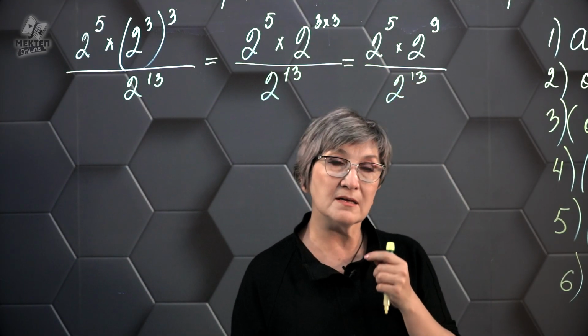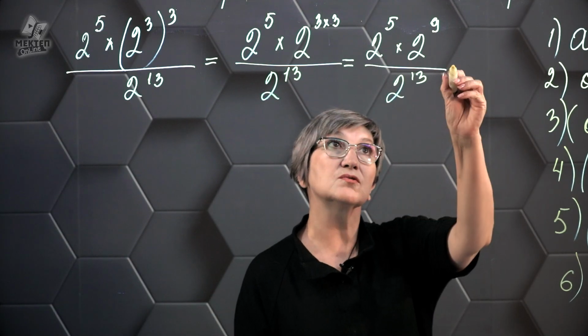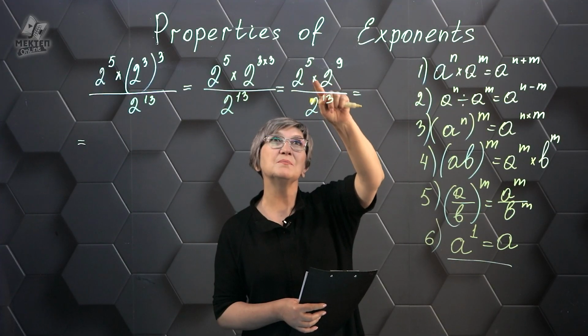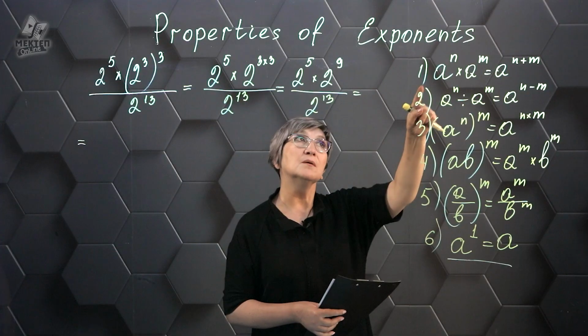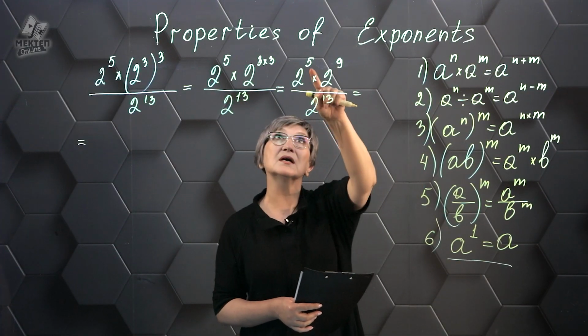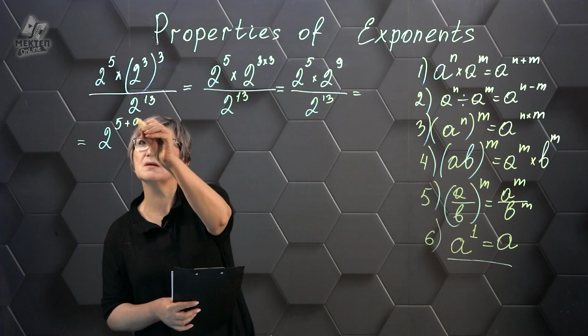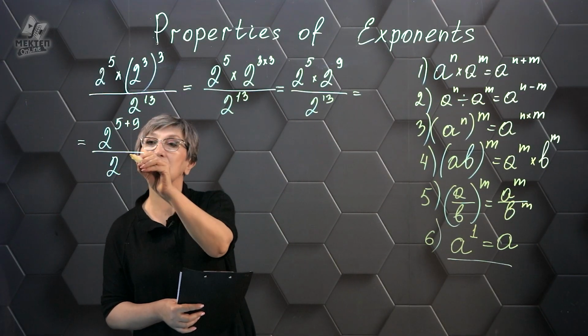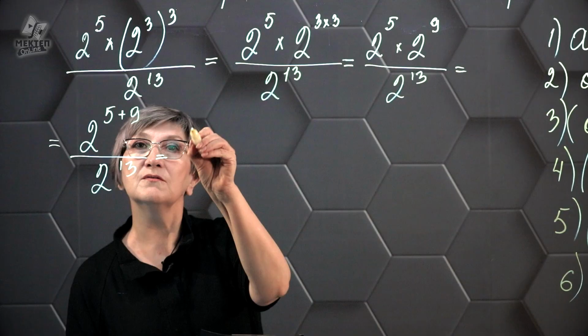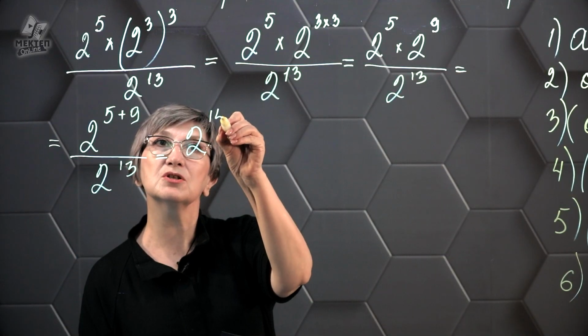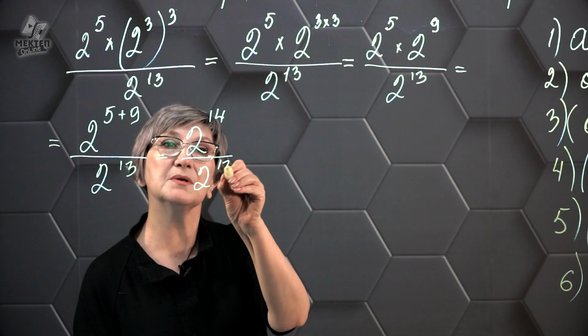As a result, we see the same bases and we can use the properties. In the numerator of 2 to the power of 5 times 2 to the power of 9, we apply the first property. And then the exponents add: 2 to the power of 5 plus 9, divided by 2 to the power of 13 equals, in the numerator, 2 to the power of 14 divided by 2 to the power of 13.